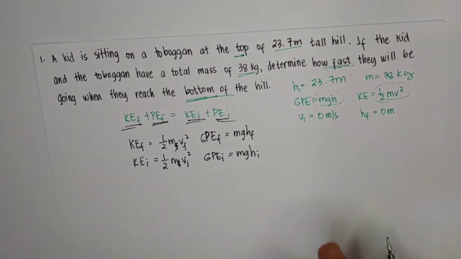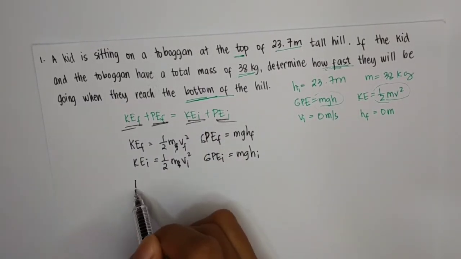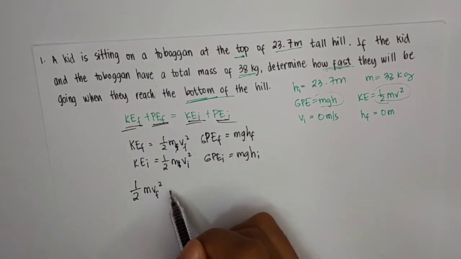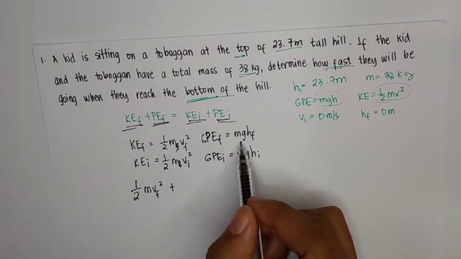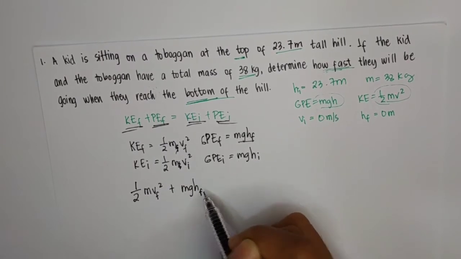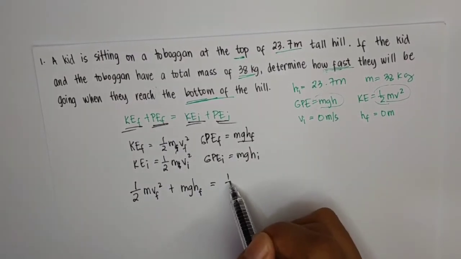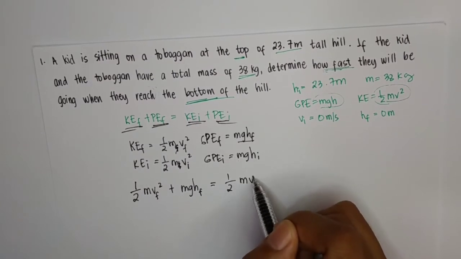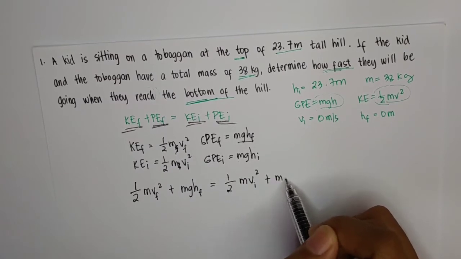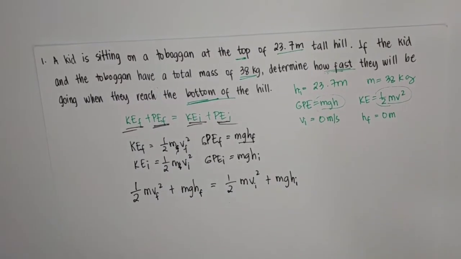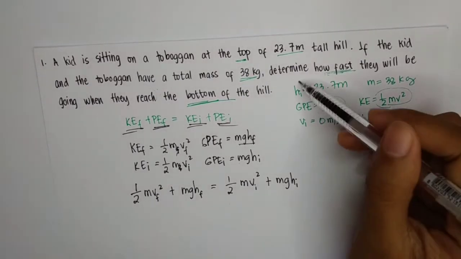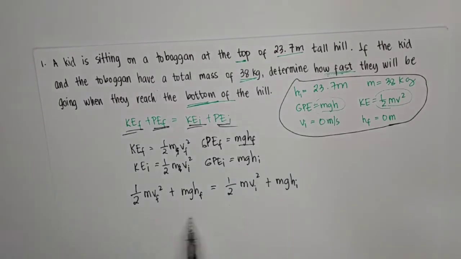So this will be, look, ito yung magiging itsura niya. That will be 1/2 m v final squared plus yung final natin, that will be m g h final, is equal to 1/2 m v initial squared plus m g h initial. So, after this one, let's plug in. So, itong mga given natin, isubstitute na natin dito sa formula.